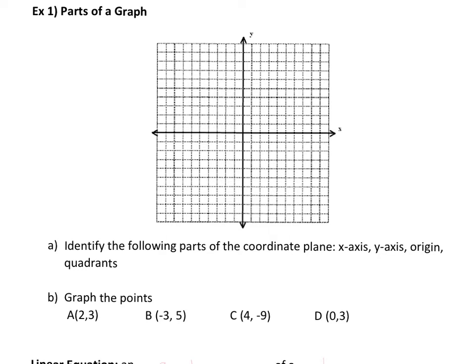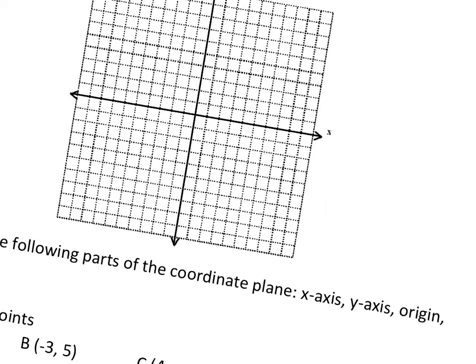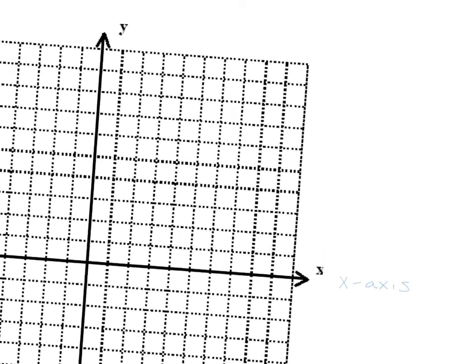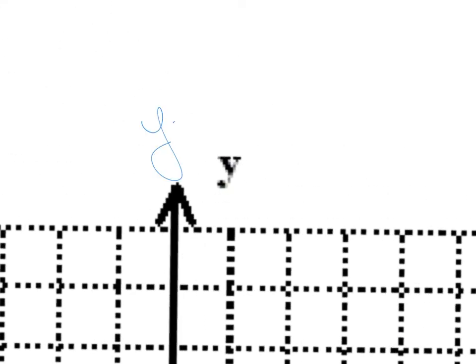Okay, so when we were identifying the following parts of the coordinate plane, the x-axis was actually already labeled for you, but it would be right here. The x-axis is that horizontal line. And then up here, this would be the y-axis, or the vertical line.